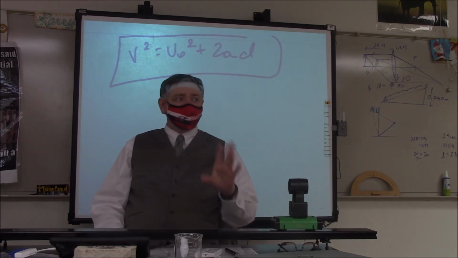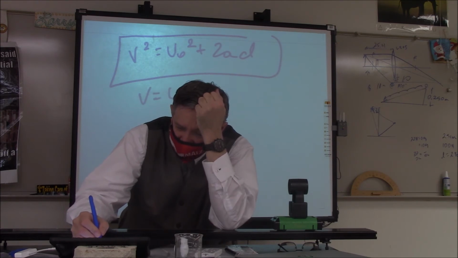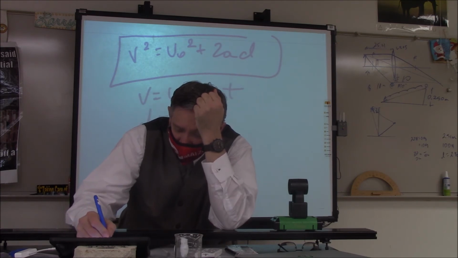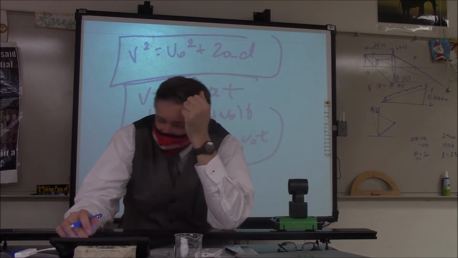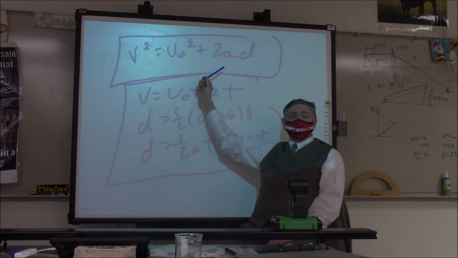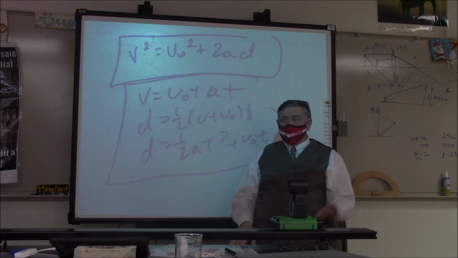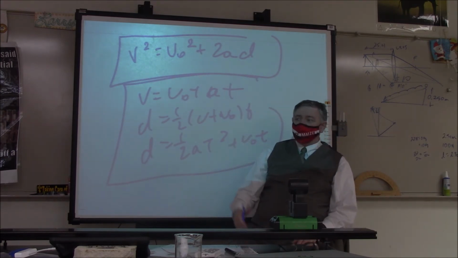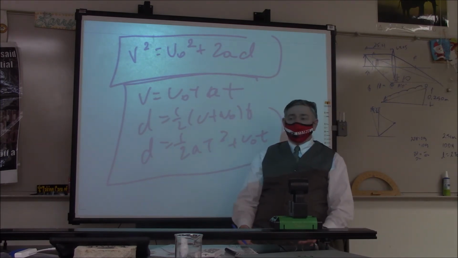Now, here's what's different with that equation. If you look at the other ones, V naught plus AT, distance equals 1/2 (V plus V naught) times time, distance equals 1/2 AT squared plus V naught time. What makes this one unique is that this is the only one that isn't dependent upon time, okay? All the other equations require time. So if you read a problem and you don't have time, don't flip out. Oh my God, I have to find time.